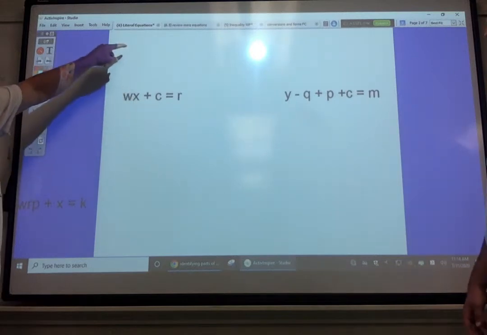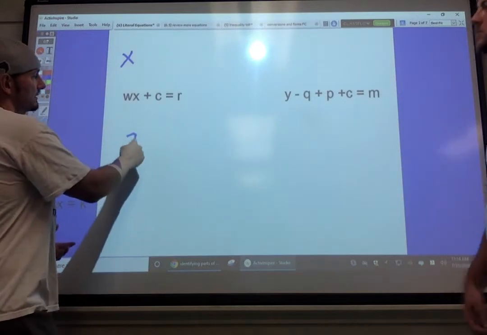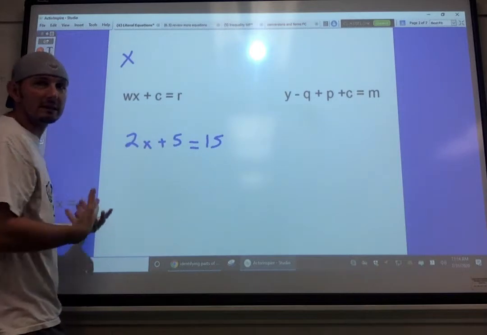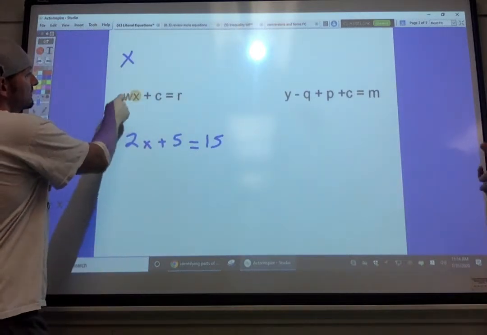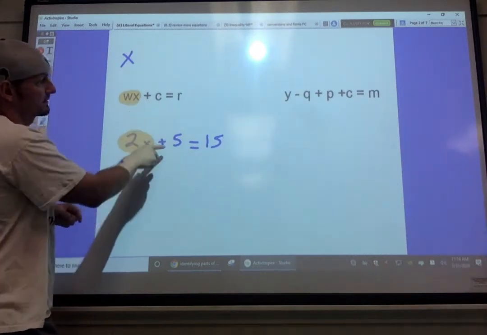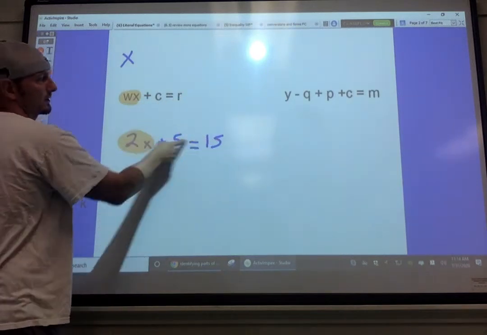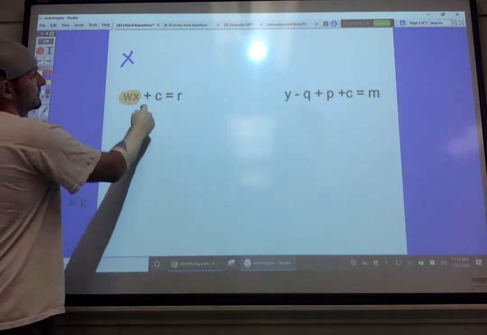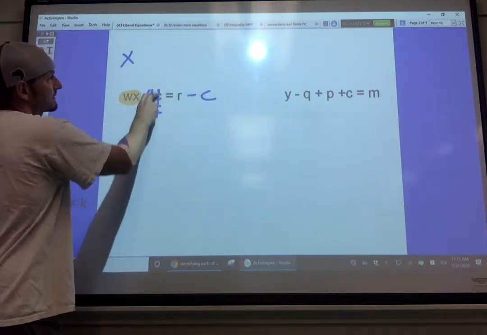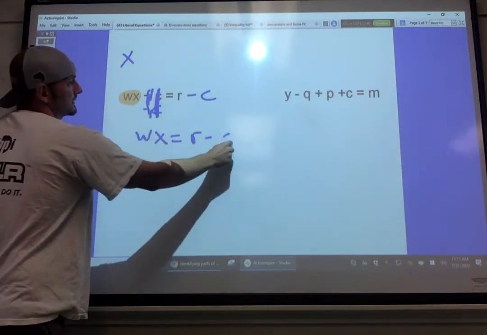So here we're going to solve it for x. Remember when we had two-step equations, we'd have something that looks like this, equals like 15. It's kind of the same thing. Here's the variable term I want to solve for, and then there's a constant, just a number we're adding. When we did those, we always got rid of that constant first. So that's what we're going to do here. I'm going to minus c. So now that's become nothing. So we're left with w times x equals r minus c.